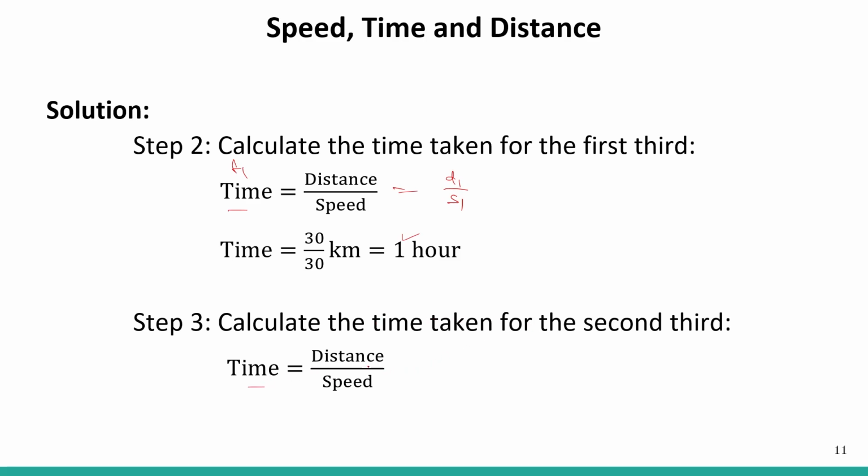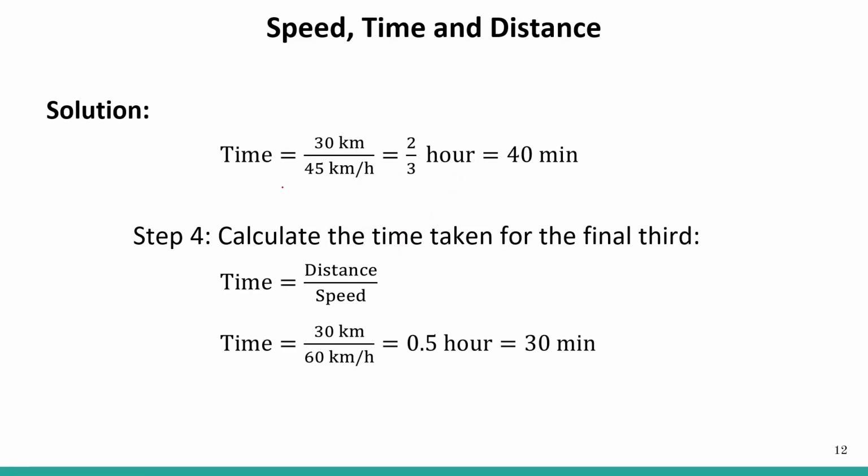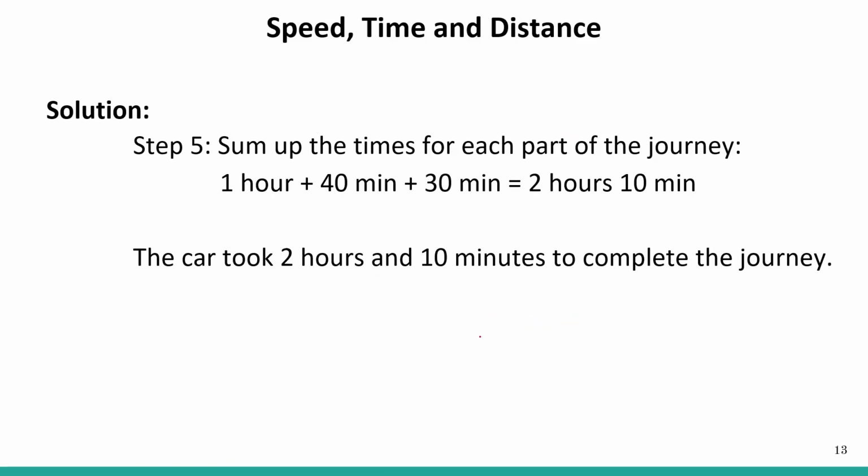Okay. So calculate the time taken for the second third. Time is equal to distance by speed. So time is equal to 30 by 45, which is 2 by 3 hour, equal to 40 minutes. Then calculate the time taken for the final third. Time is equal to distance by speed, so 30 kilometers by 60 kilometers per hour. It will be 0.5 hour, that is 30 minutes.